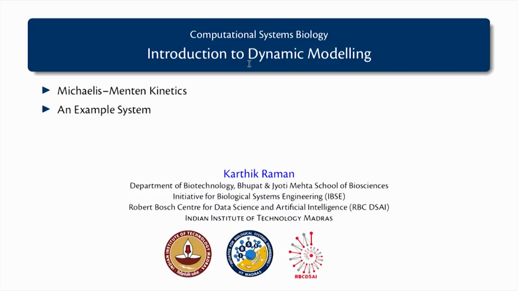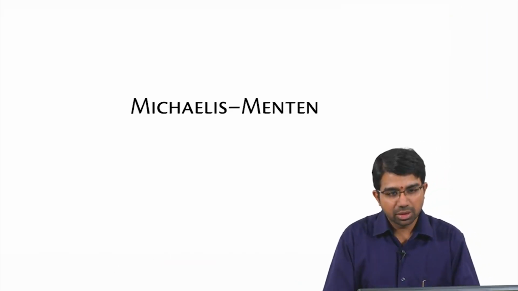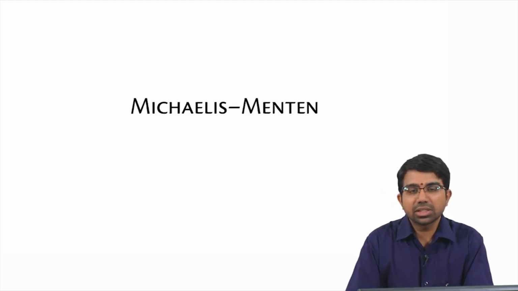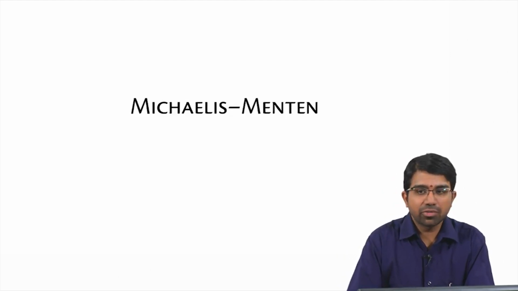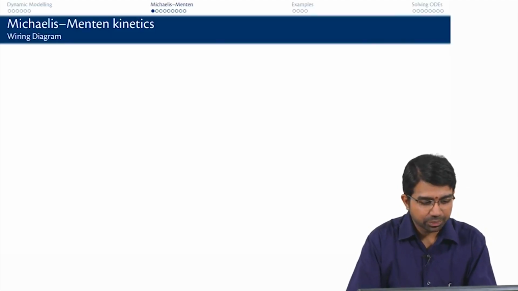In the previous video we saw an introduction to dynamic modeling. We will now move on to the most classic example of a biochemical network model, which is Michaelis-Menten kinetics, and we will also look at another example system in this video. So, let us look at the classic Michaelis-Menten formulation. Michaelis-Menten formulation is to study the rate of an enzyme, the initial rate of an enzyme catalyzed reaction.